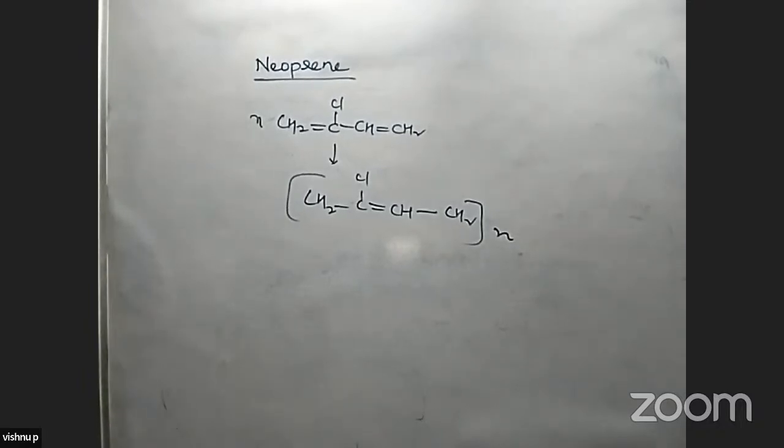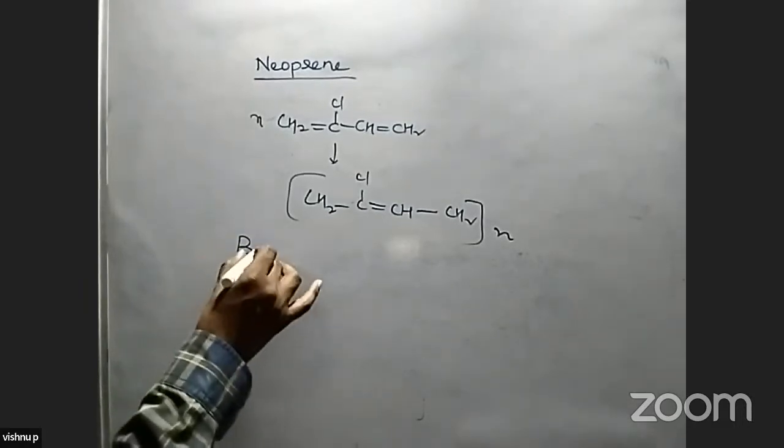What is the difference between isoprene and neoprene rubber? In neoprene rubber, instead of a methyl group, chlorine is present. So 2-chloro-1,3-butadiene. In the isoprene unit, instead of chlorine, a methyl group is present. This is the neoprene unit, and that is called the isoprene unit. So the first type of synthetic rubber is neoprene rubber. And next is one more, Buna N rubber.